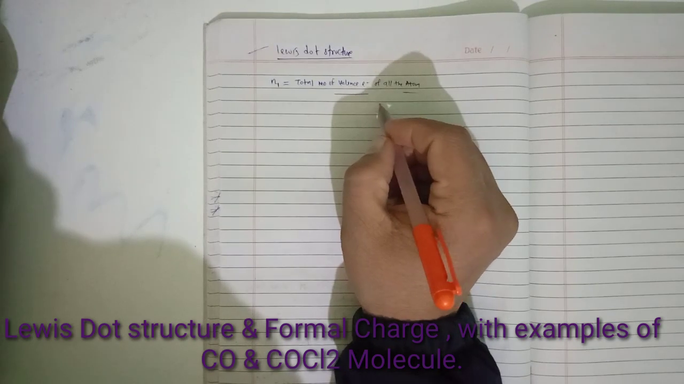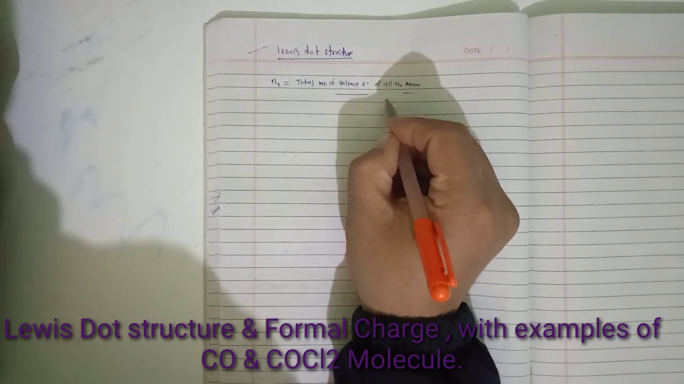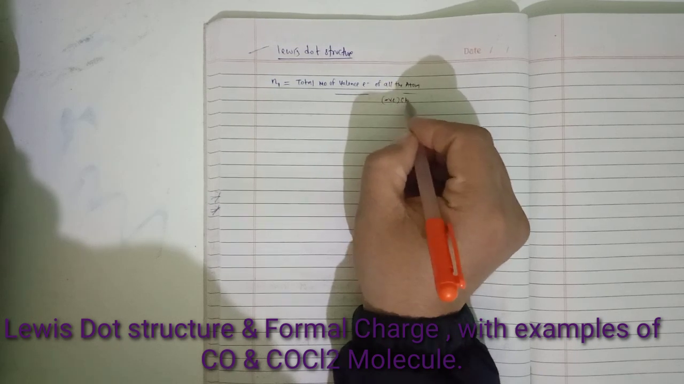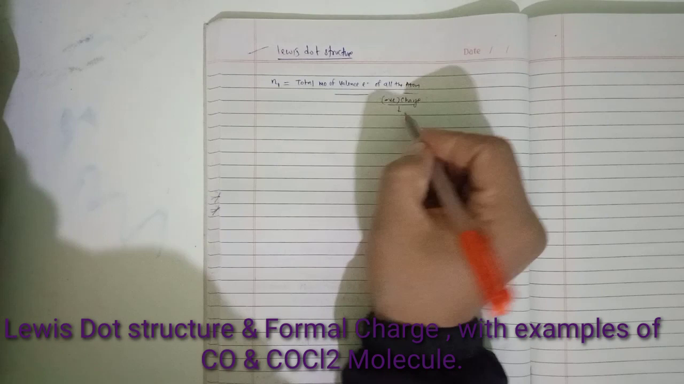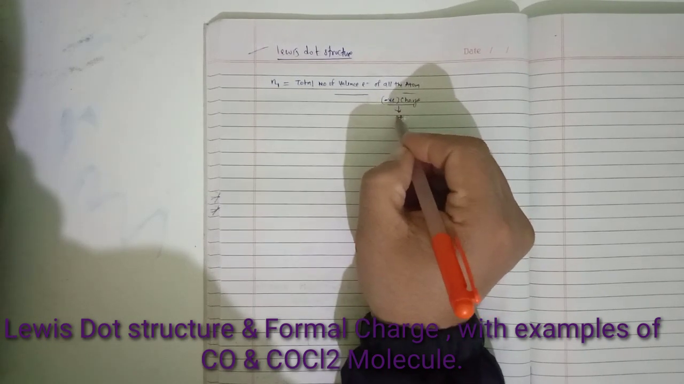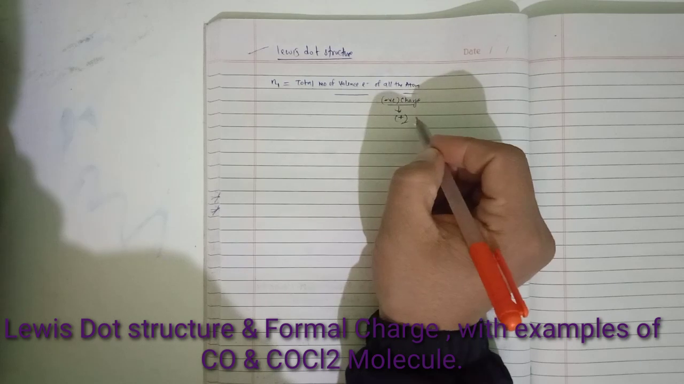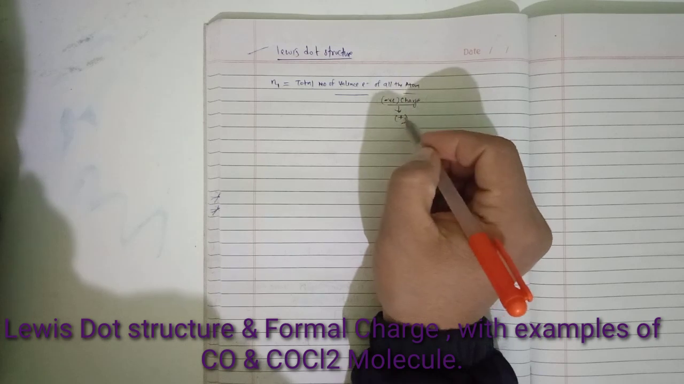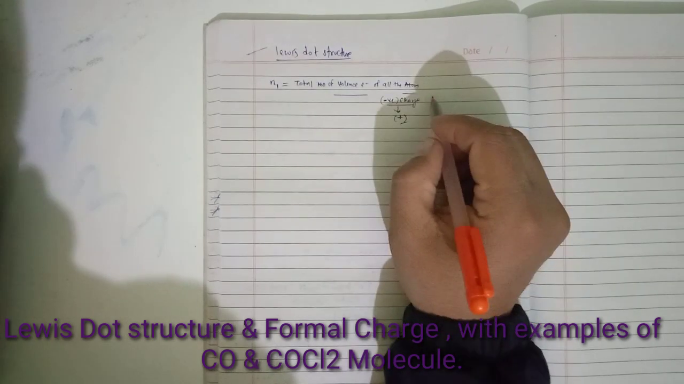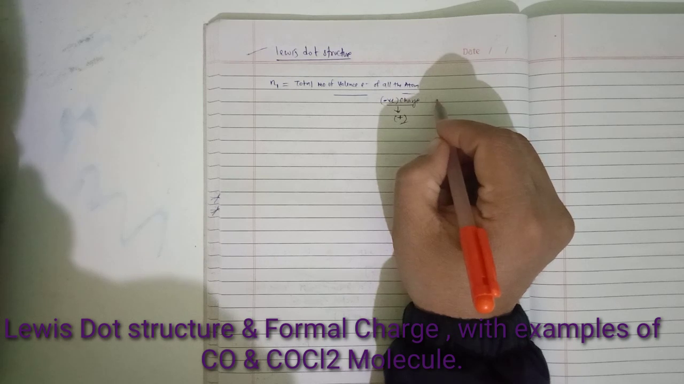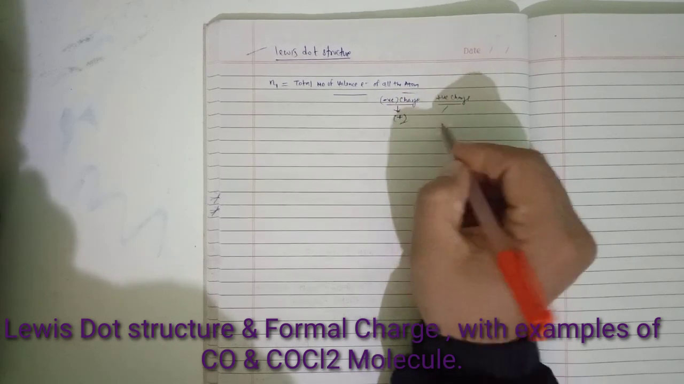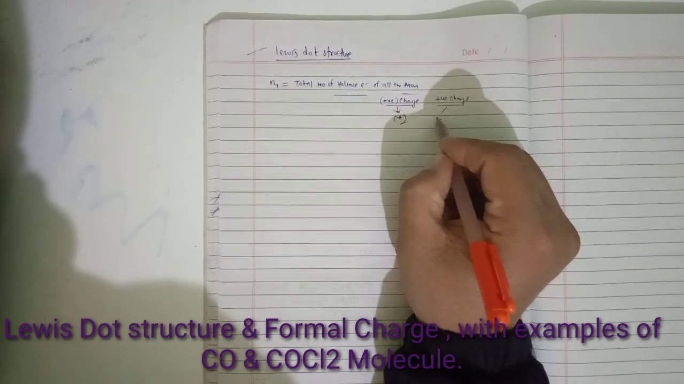Then if it has an overall negative charge, we will use a plus sign for the negative charge. If it is minus one negative charge, then plus one electron will be added. Similarly, if there is a positive charge, then one electron is subtracted.